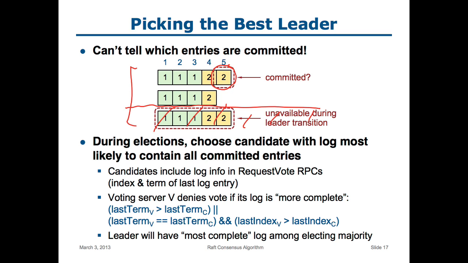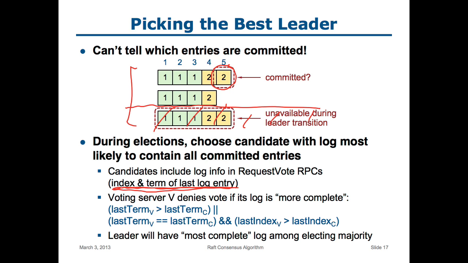The way this works is by comparing logs. So when a candidate requests a vote from another server, it includes information about its log. And all it needs to include is the index of the last log entry and the term from that entry. And remember from my discussion previously, this uniquely describes the entire log.